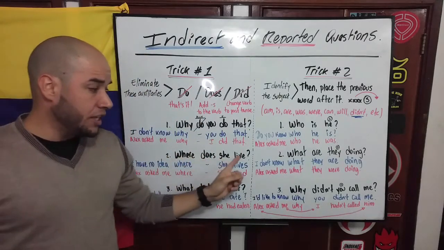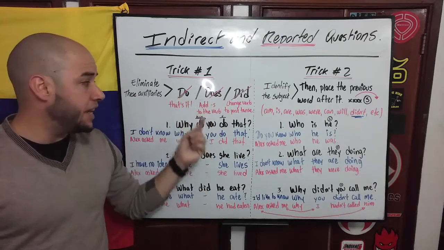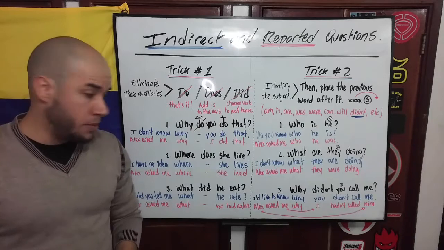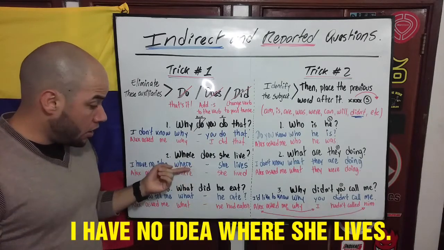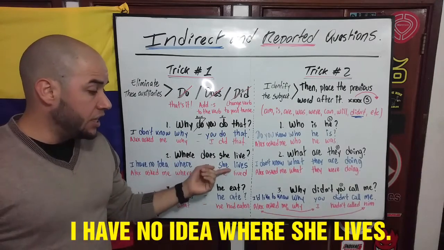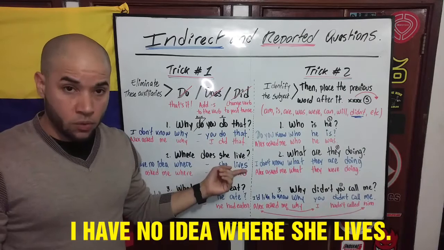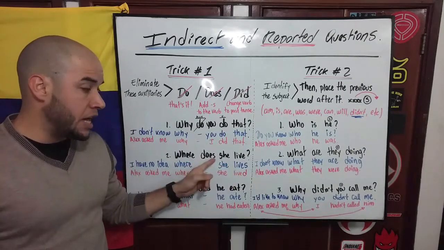Where does she live? In this case we have does. We're going to eliminate does and then add s to the verb. So we say, I have no idea where, and then we eliminated does, it's no longer there. We say she, and then we say lives. We add s to the verb because we eliminated the auxiliary does.